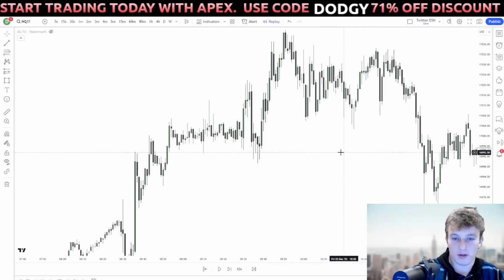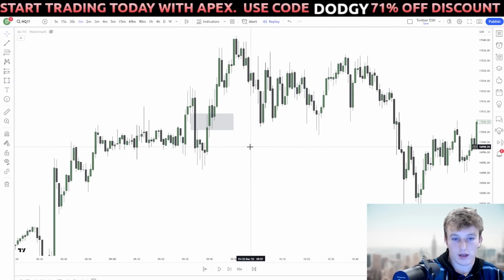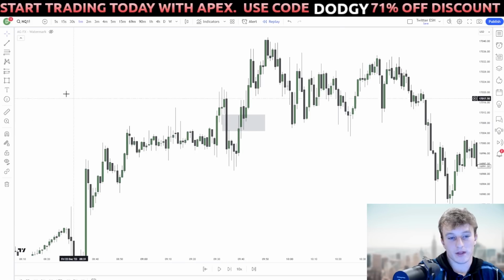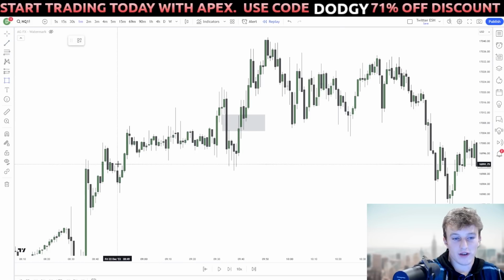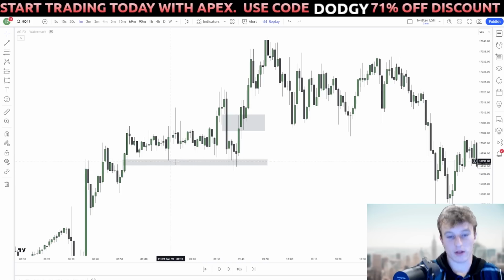Another clear example would be right here. We had a bearish fair value gap here. You're probably going to get a lot of people shorting here. Price holds a fair value gap to the left. This is important too. This is what I mean by delivering off of. Price clearly holds a fair value gap to the left.